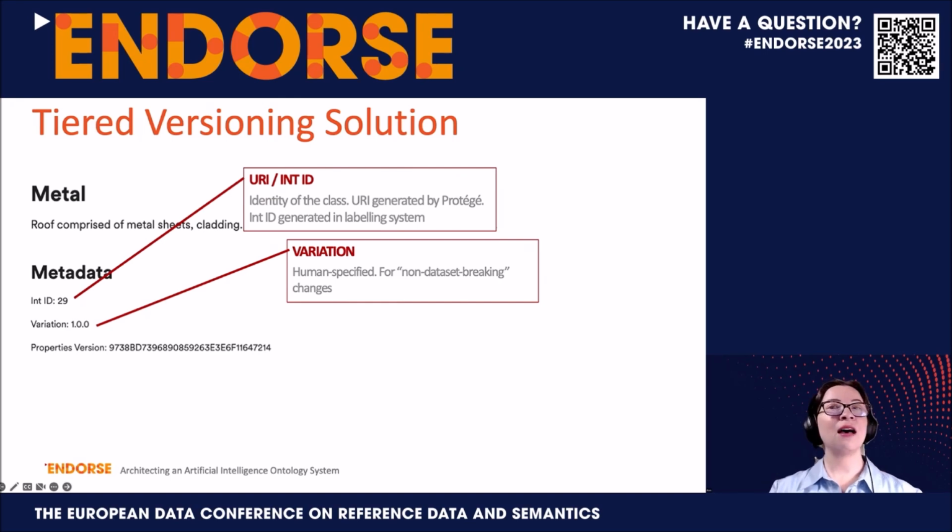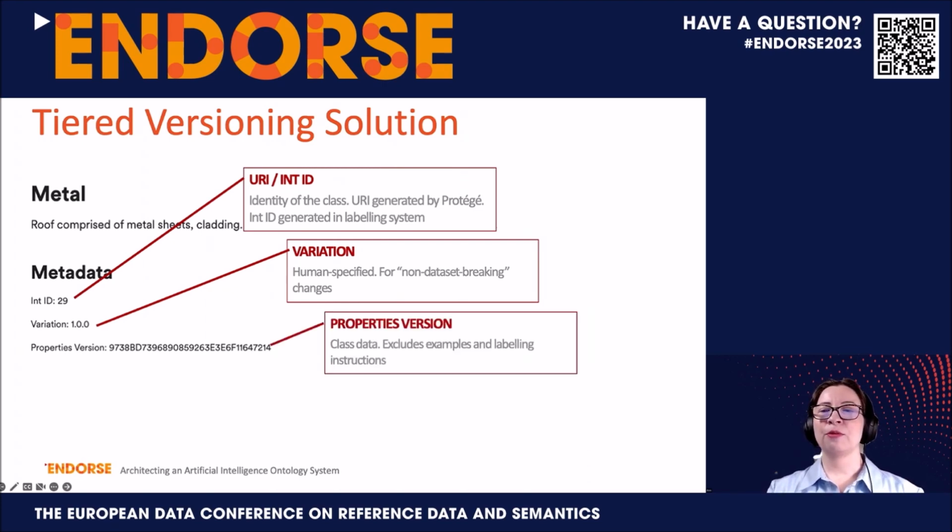Significant, but not dataset breaking changes are captured by the variation at the class level. When implementing this structure, we weren't actually sure how useful variation would be, but a few weeks ago, I actually needed to use variation to update a developing class, and I was really glad that we had included such granularity in our system.